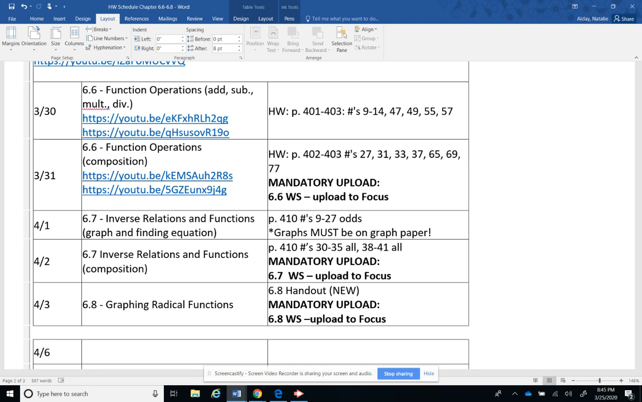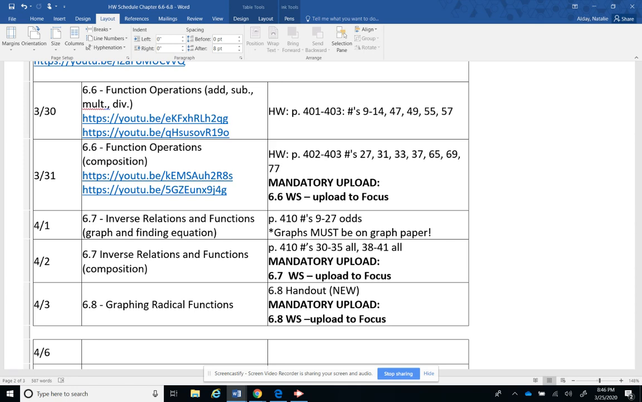Graphs must be on graph paper, so you need graph paper. If you don't have graph paper, you can go to my website, on the school's website. You can go to math under departments, go to Natalie Allday. I'm the first math teacher on the top. And I have graph paper there that you can just download if you need it.